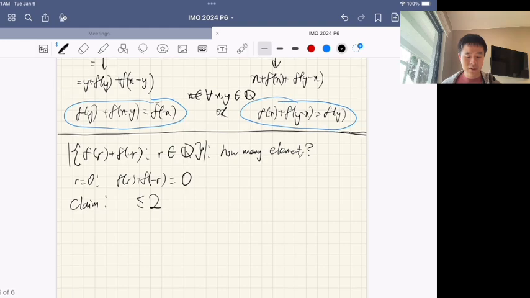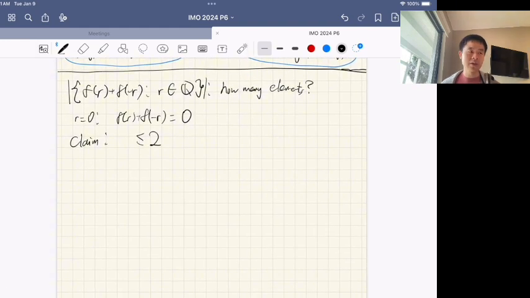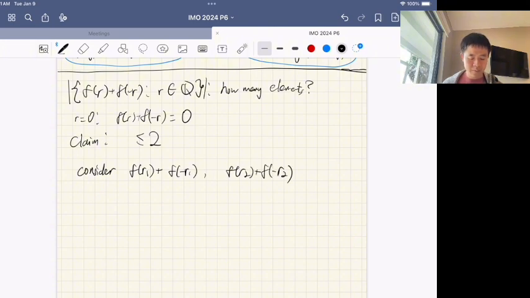Okay. Now, how do we show this? One thing that we can show is that all the non-zero elements are the same. So how do we do that? Consider f(r1) plus f(minus r1), and then f(r2) plus f(minus r2). Then show that either they are the same or one of them is 0.